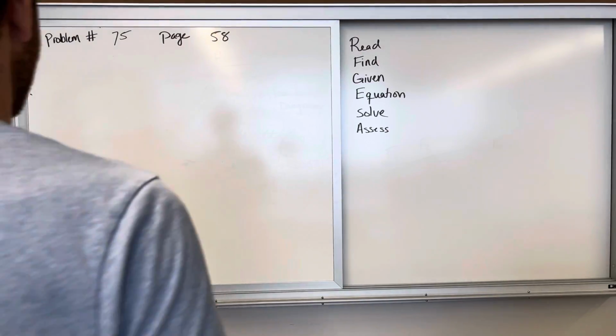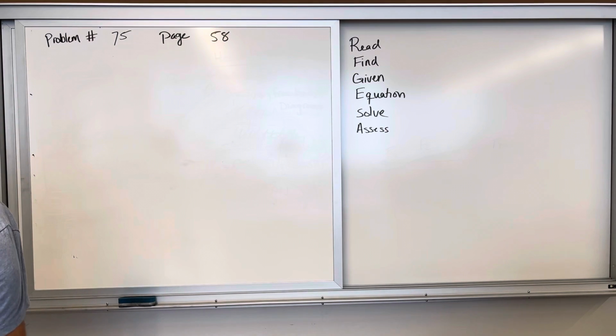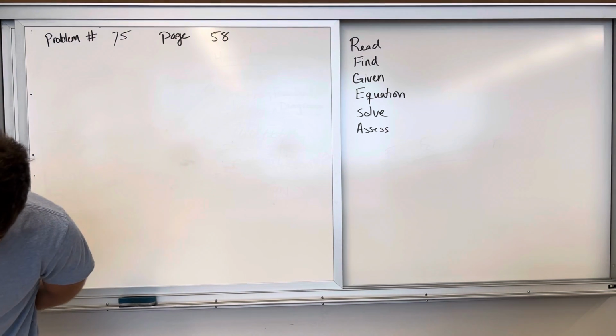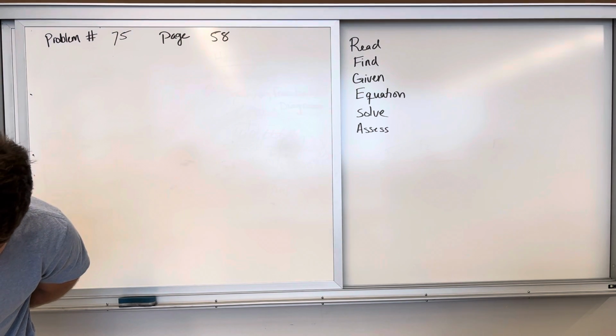Next example problem is problem number 75 on page 58 of chapter 3, explaining motion. The problem reads, if a skydiver has a net force of 300 newtons and an acceleration of 4 meters per second squared, what is the mass of the skydiver?